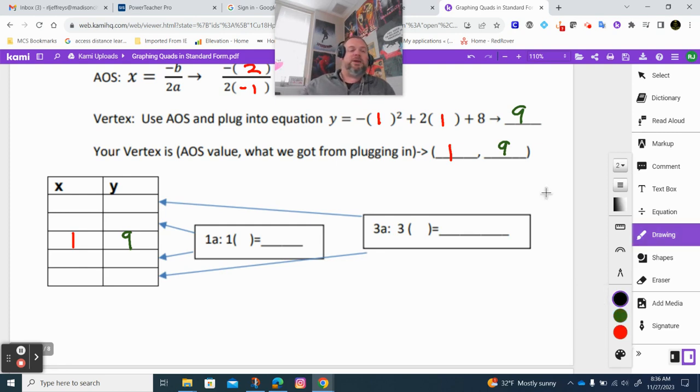All right. So, what comes after 1? 2. What comes after 2? 3. All right. What comes before 1? What comes before 0? Okay. So now we have our X values.